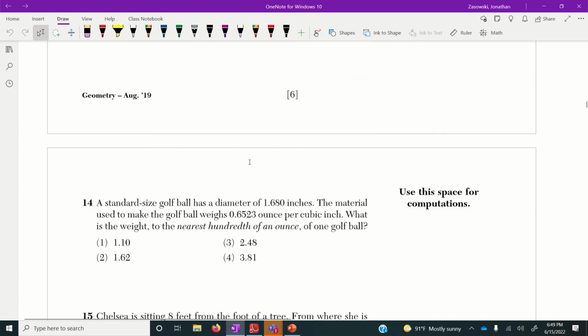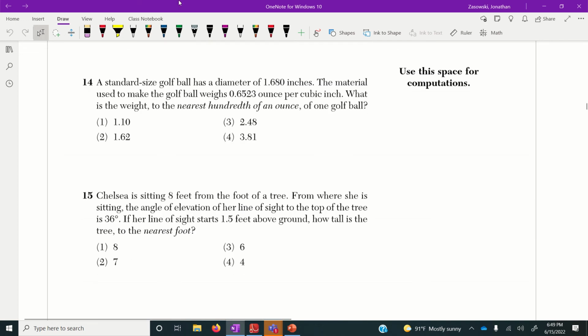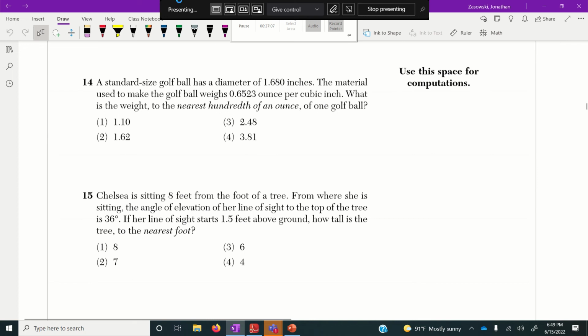All right, we're not going to that one. Number 14, standard size golf ball. Okay. The diameter that's given. What material used to make the golf ball? Oh, the material weighs 0.6523 ounces per cubic inch. What is the weight to the nearest hundredth of an ounce of one golf ball?